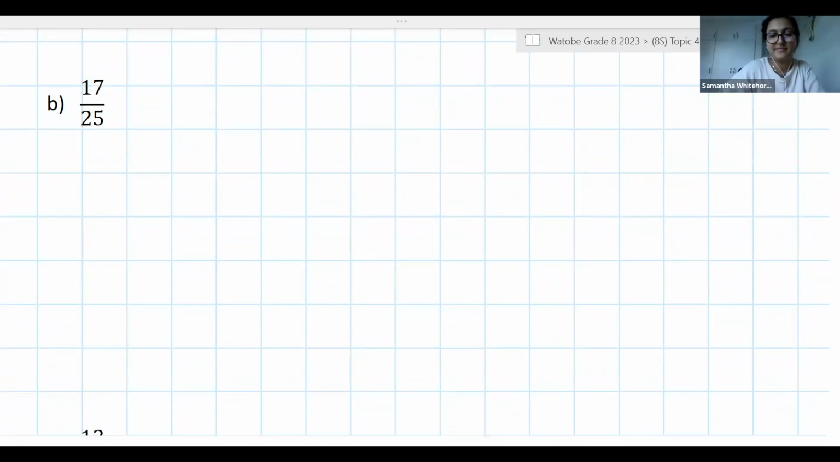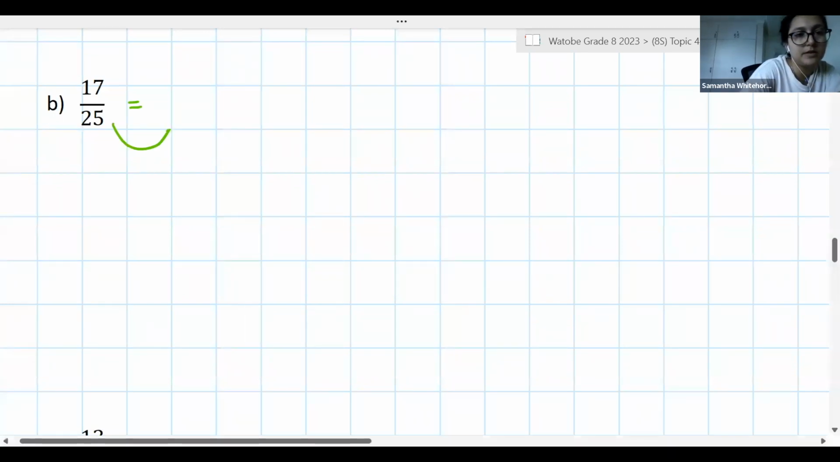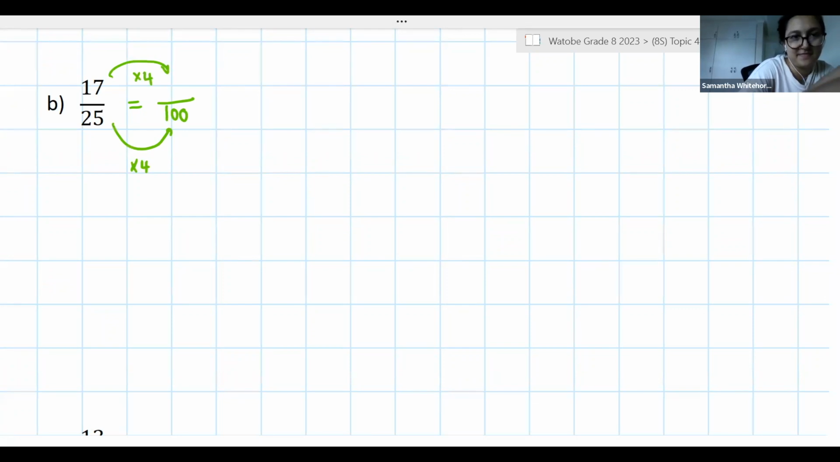So you would say first you'd have to convert the 25 to 100. So then you'd say okay, 25 times 4, and then that'll be 100. And what you do to the bottom, you do to the top. So then it'll be 17 times 4. And then 17 times 4 is 68. So then the decimal will be 0,68.